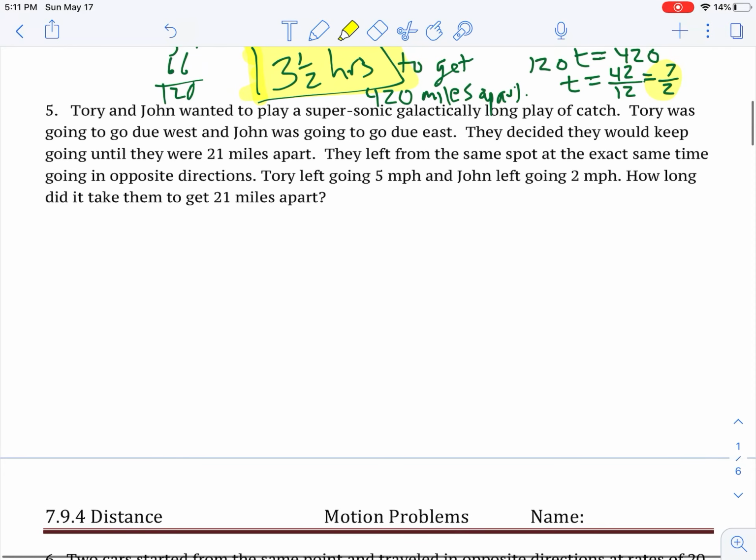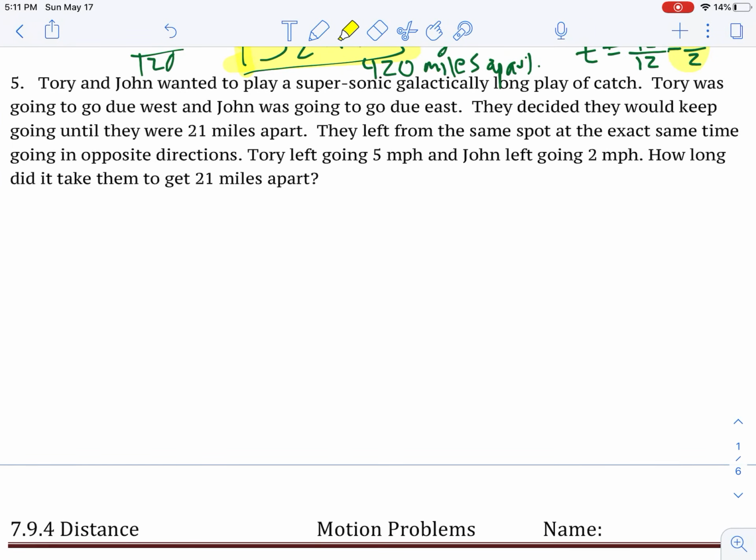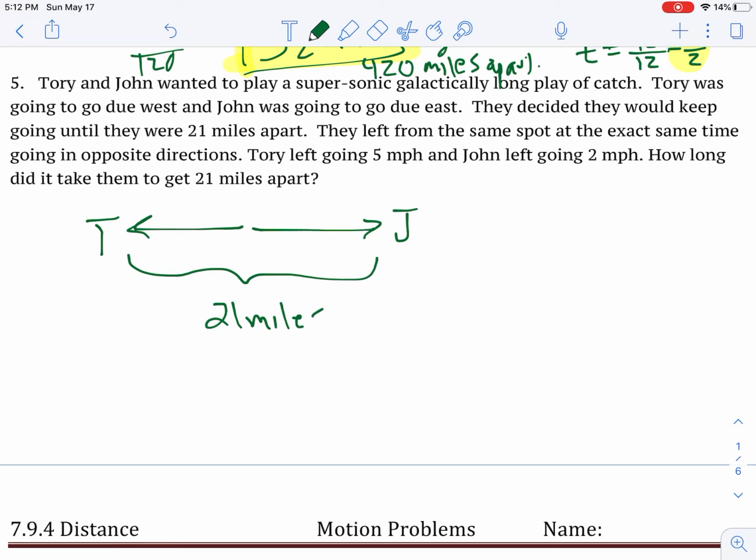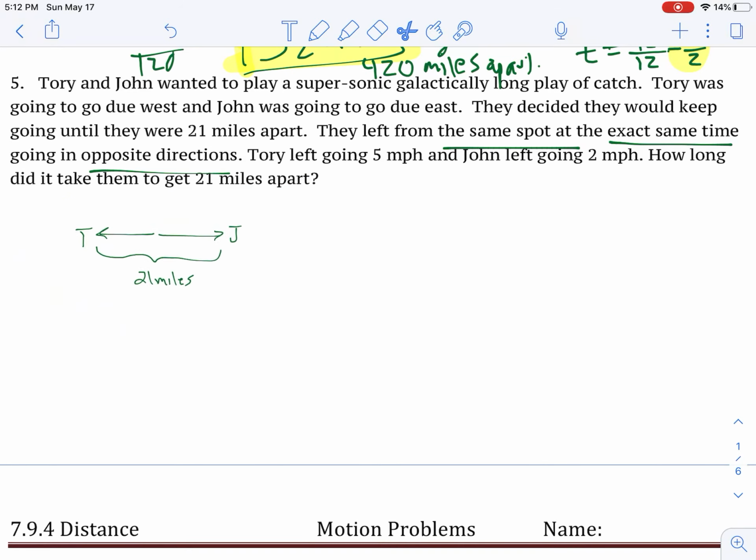Let's try this again. Tori and John want to play a supersonic, galactically long game of catch. So Tori is going to go due west, and John is going to go due east. They decided they would keep going until they were 21 miles apart. Oops, this should be John, not east. All right, so 21 miles apart, and then they're going to play their galactically long game of catch. All right, they left from the exact same spot at the exact same time, so going in opposite directions. So the amount of time that they take is going to be the same. All right, cool. Let's make my picture a little smaller here.